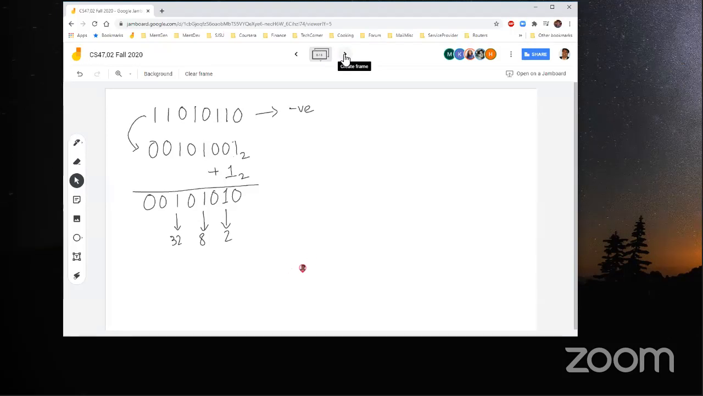So that means we add them up. This is 42. So this bit pattern's value is 42, but we know that is a negative number, right? This is because there is a leading 1 there. So that means my original bit pattern, this guy, is minus 42.